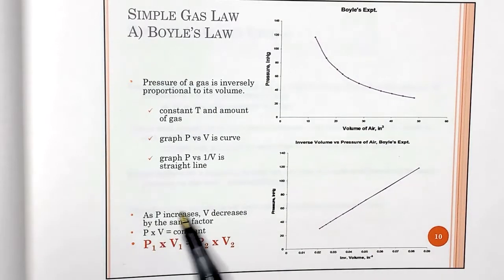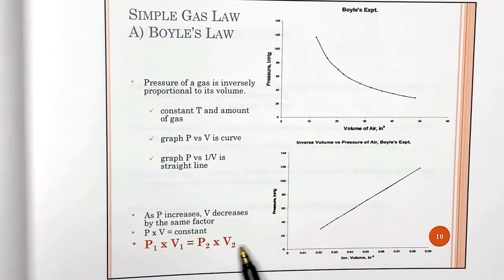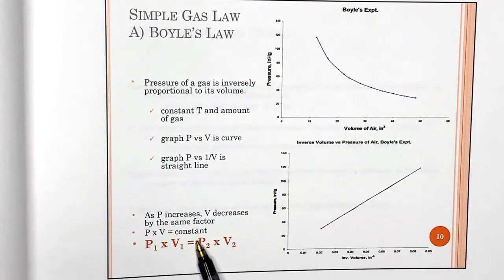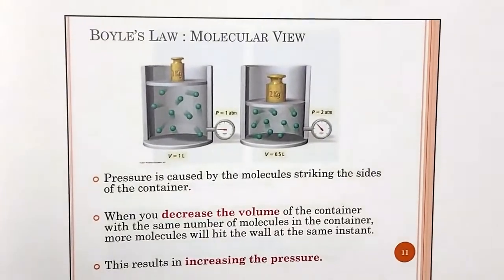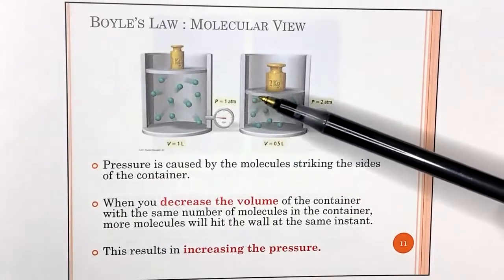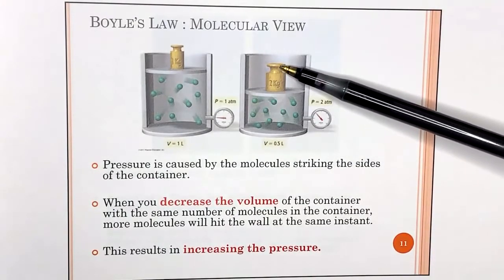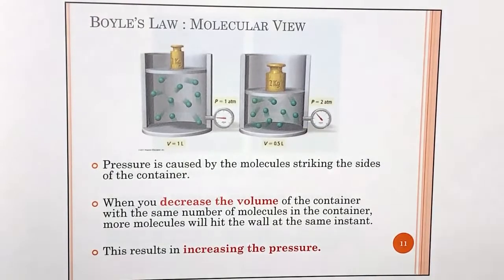Now, because P and V are opposites, you use the formula P1 times V1 equals P2 times V2, where this is the original pressure, original volume, the new pressure, and the new volume. Okay, so let's take a look at how we can explain why the volume and pressure are opposites. If you take a look at this picture here, originally we have this picture, everyone's happy, and then you decide, okay, well, I'm gonna put a heavier weight on it. We're gonna squish it down. The pressure now increased.